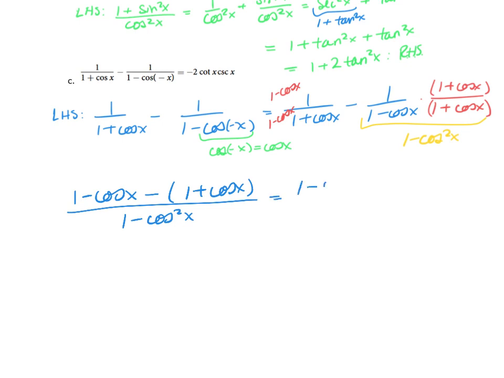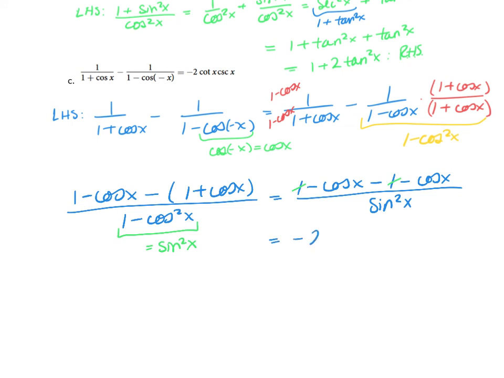So I have 1 minus the cosine of x minus 1 minus the cosine of x over 1 minus the cosine squared of x. Now this is a Pythagorean identity, equal to the sine squared of x. So this is going to be over the sine squared of x. You can see my 1's will cancel, leaving me negative 2 the cosine of x over the sine squared of x.